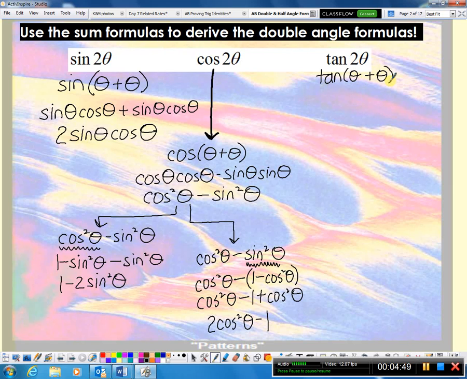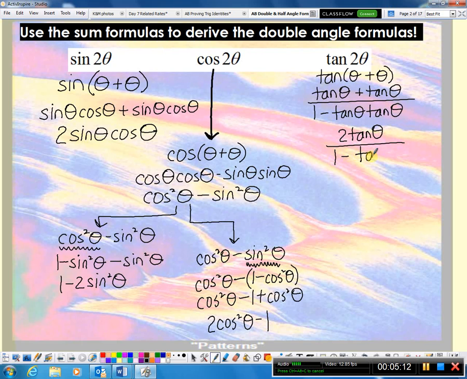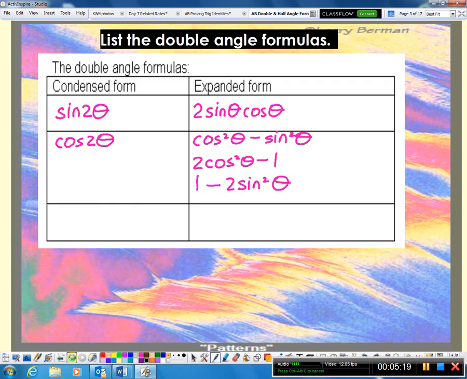I know that tangent of A plus B is tan A plus tan B over 1 minus tan A tan B. So let's do a little cleanup work. On the top, tan plus tan is 2 tan. On the bottom, 1 minus tan tan is 1 minus tangent squared. So that is your third identity. So if you know the sum formulas, the double angle formulas are really pretty manageable. Now the half angle formulas you'll find are a little bit more difficult to develop and then to remember, but I know that you can do it with some practice. So this is 2 tan theta over 1 minus tangent squared theta.